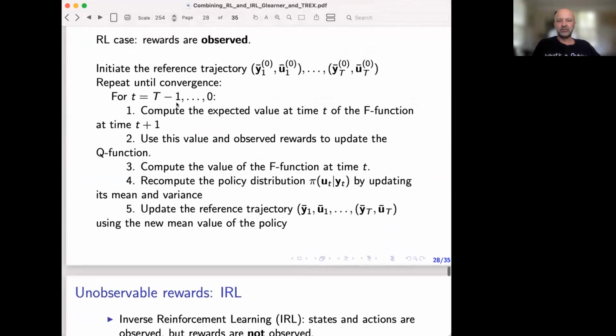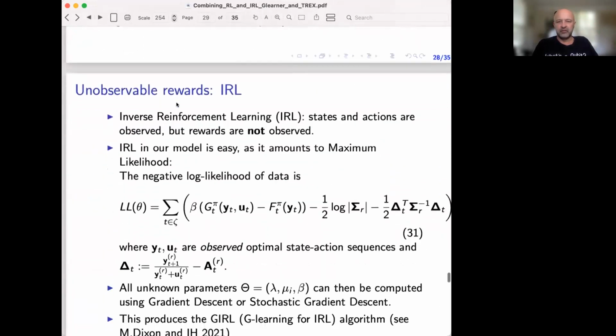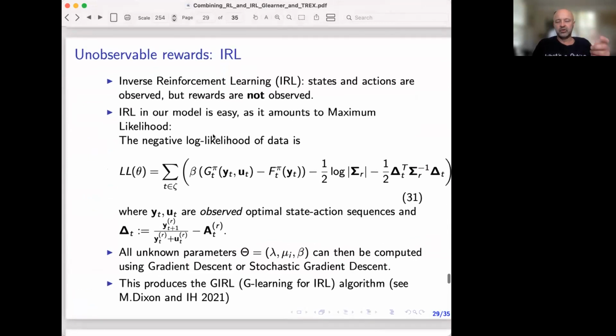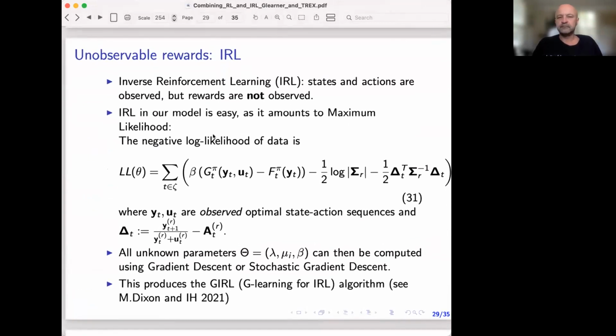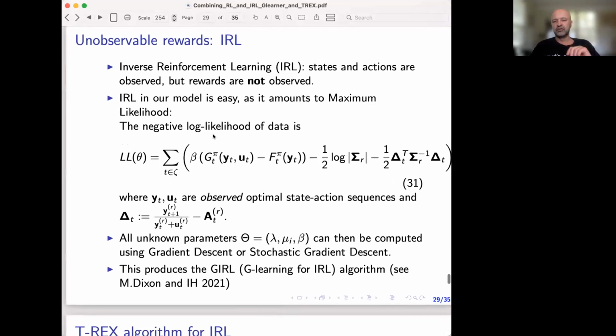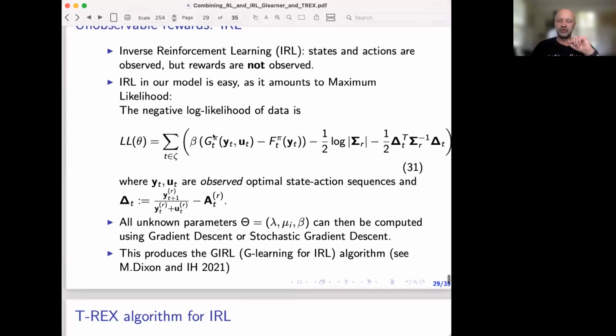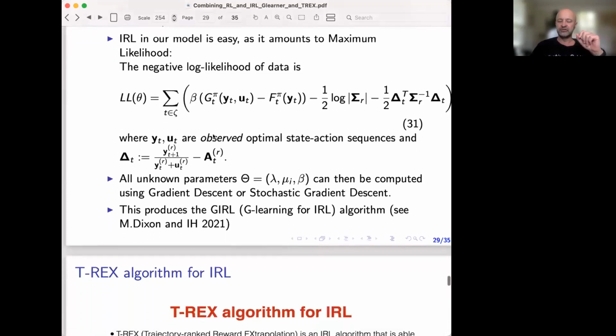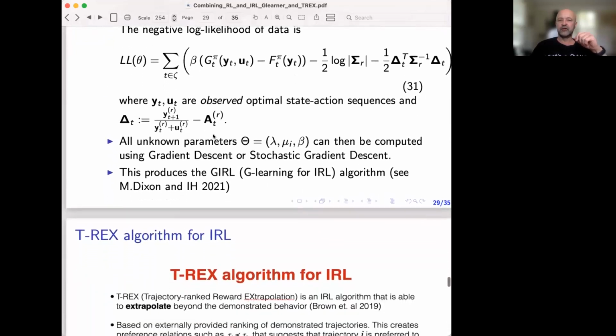Maybe I'll skip this slide in the interest of time, and I'll briefly talk about how you can invert the whole thing and consider the inverse reinforcement learning formulation. So what is inverse reinforcement learning? In inverse reinforcement learning, you observe a sequence of states and actions, but you do not observe rewards. And your objective is twofold: first to infer the rewards from the observed history, and second, also find the optimal policy.